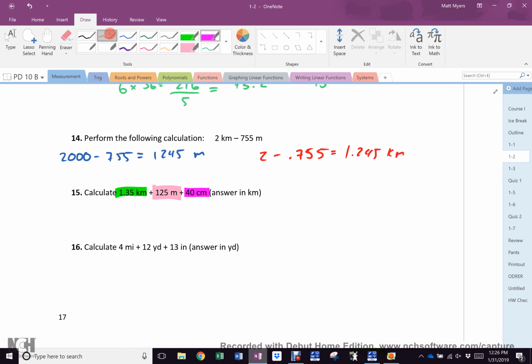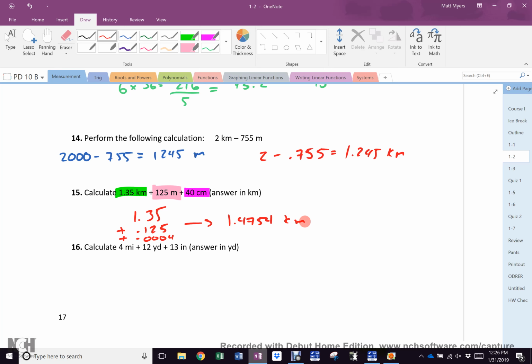So it is, of course, 1.35 plus 0.125 plus 0.0004 to get 1.4754 km. Now try to do the same thing with 16, except it's tricky. 16 is tricky McTrickleton. Is it tricky in calculating, or is it tricky in how you're going to have to write the answer? It's tricky in how you're going to have to write the answer.